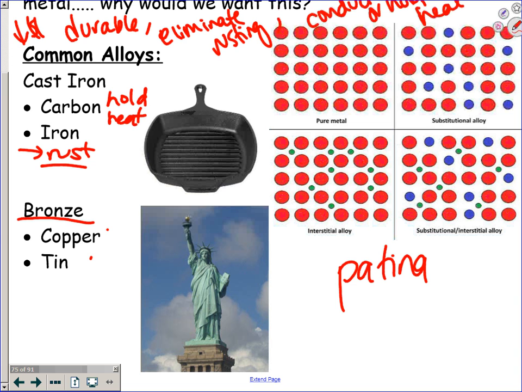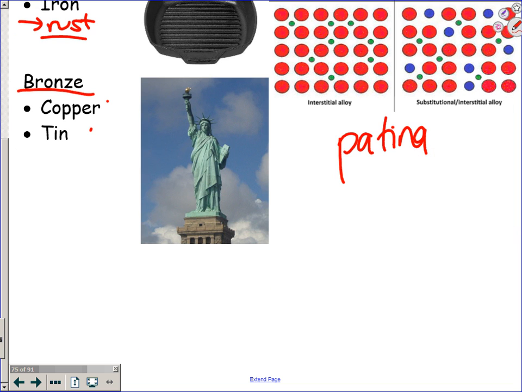So copper and tin make this really desirable characteristic. It diminishes the reactivity of copper. If you diminish some of the reactivity, the statue will exist for a very long time. If you have something made of just copper, it will react with the air in the atmosphere, and it will decay in no time at all.